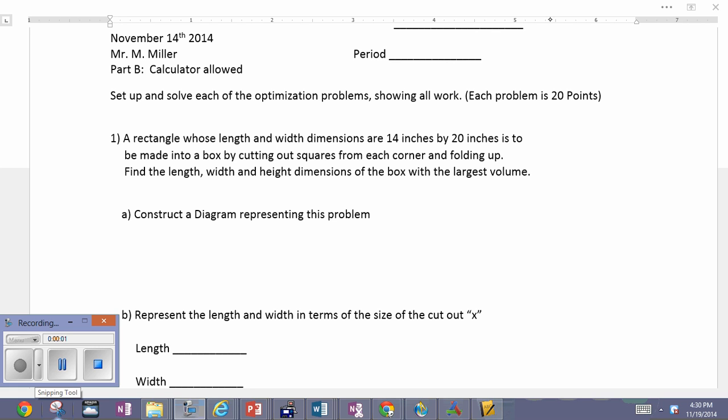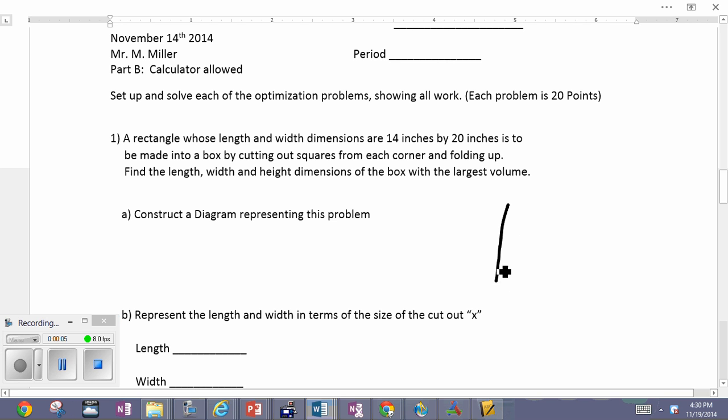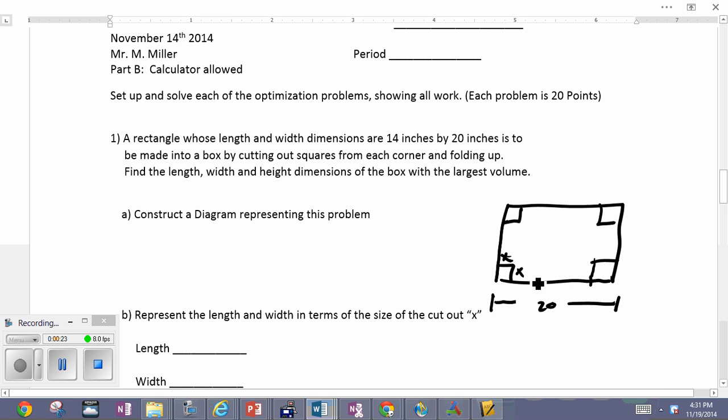Okay, here's the second half of your test being reviewed. Here we are, we're cutting out the corners of a rectangular sheet to fold up to a box. The cuts are X by X. So the dimension previously was 20 inches. When we cut out X by X, our new dimension here is 20 minus 2X.